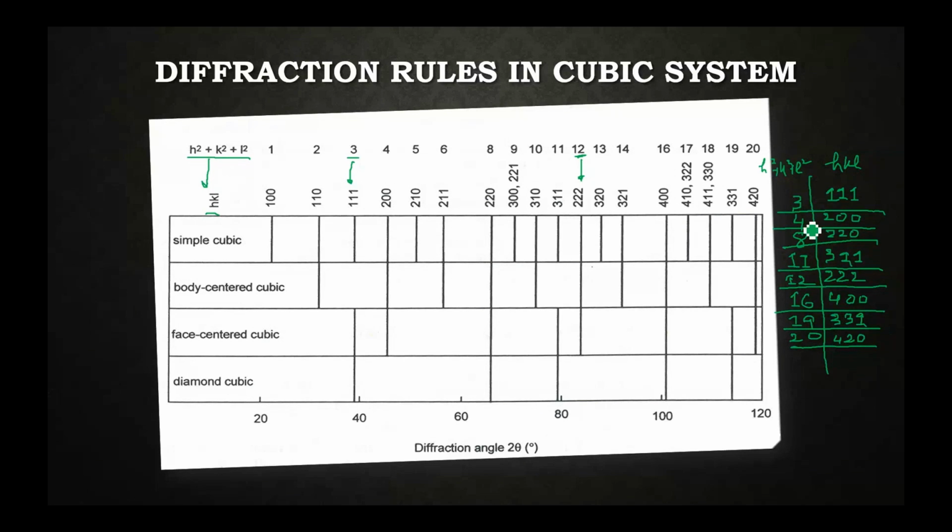So you have now identified the Miller indices for the corresponding peaks from 1 to 8. Is the process clear enough? Yes, sir. Sir, do we have to memorize these values? No, this chart would be given to you. All right.